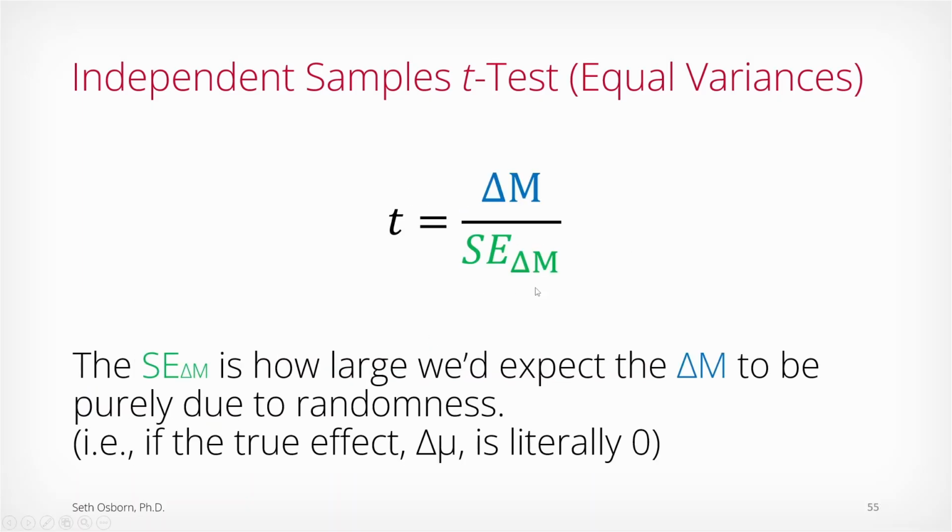So the standard error of the mean difference is how large we would expect the observed mean difference to be purely due to randomness. So in other words, if the true effect, delta mu in the population, the actual true difference in the means in the population, if that is literally 0, this denominator is how big we would expect the numerator to be, just by chance. So if the true effect is 0, then we would expect this t statistic to be a number pretty close to 1, because we'd have some observed effect, which should be similar to the effect we'd expect due to chance.